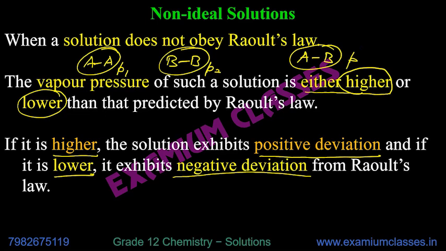So if this vapor pressure is higher after mixing, then we say it shows positive deviation from Raoult's law. If the vapor pressure of the resultant mixture is lower than the individual components P1 and P2, then we say it is negative deviation from Raoult's law. These are non-ideal solutions. That's why vapor pressure is not the same. It is either higher or lower: higher is positive deviation, lower is negative deviation.